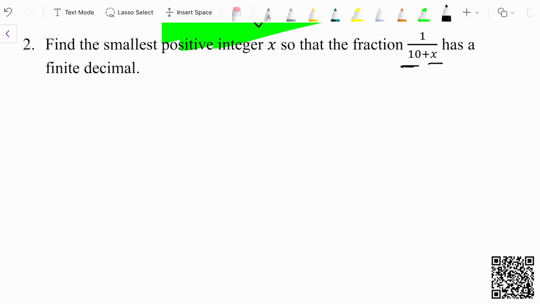So 10 plus what equals 16? 16 minus 10 is 6. So x is equivalent to 6. Just highlight that real quick.